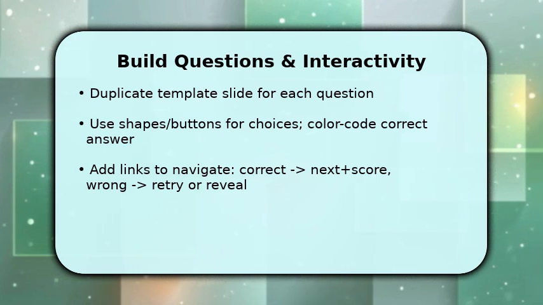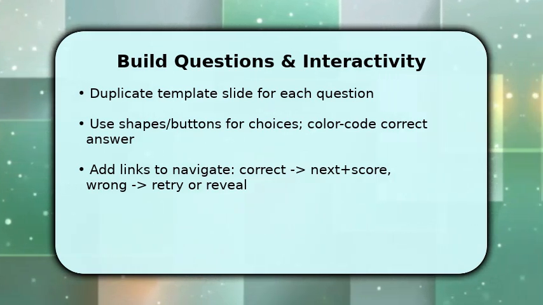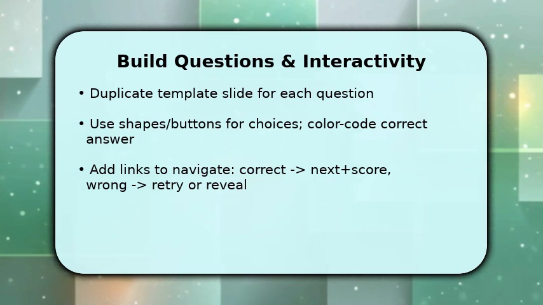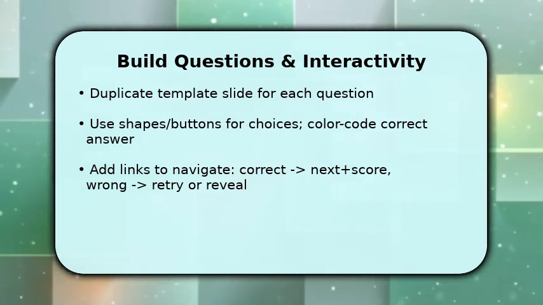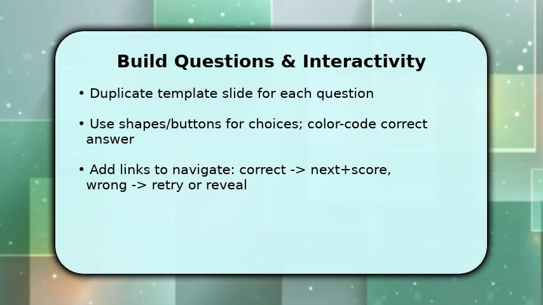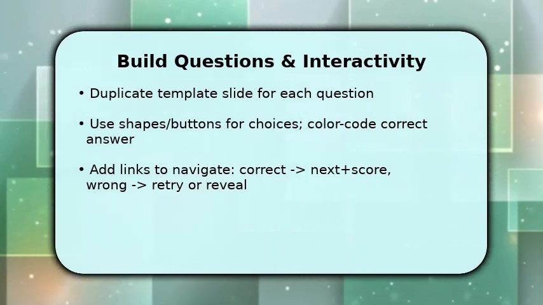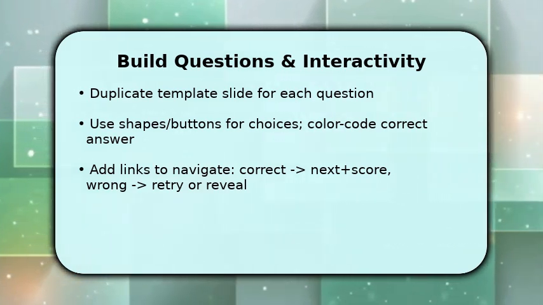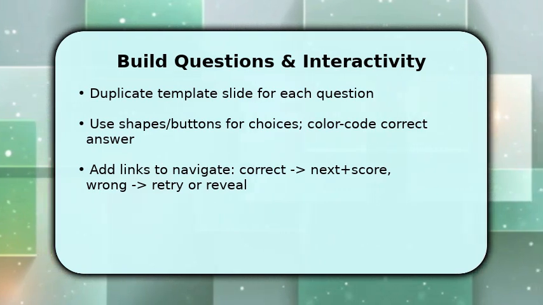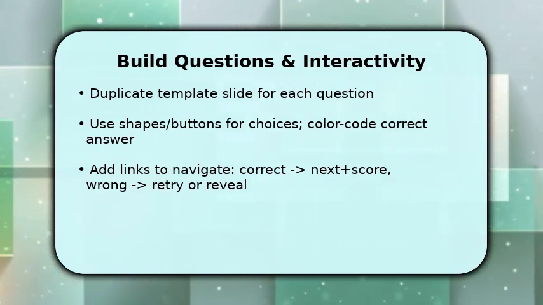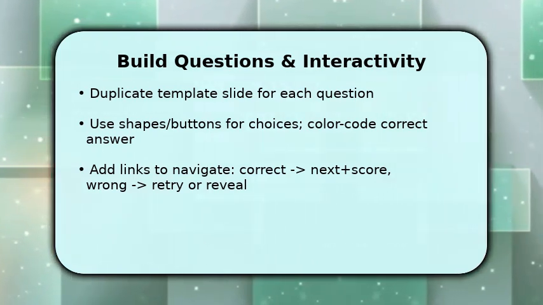Consistency helps learners focus. Insert text boxes for the question and shapes for answers, and use color coding or icons to mark the correct choice privately. Then add hyperlink actions on each shape. Set the correct answer to jump to a correct feedback slide or the next question, while a wrong choice links to a hint, retry, or explanation slide.